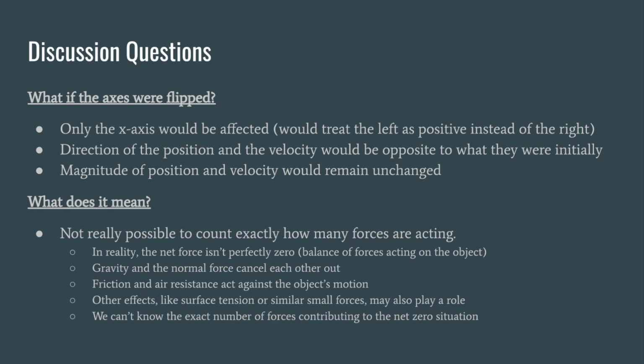So what does this mean? It's not really possible to count exactly how many forces are acting on the object. In reality, the net force isn't perfectly zero, because of the balance of forces acting on the object. The gravity and the normal force would cancel each other out. The friction and air resistance act against the object's motion. Other effects like surface tension or similar small forces may also play a role, so we can't know the exact number of forces contributing to the net zero situation. And that's it.